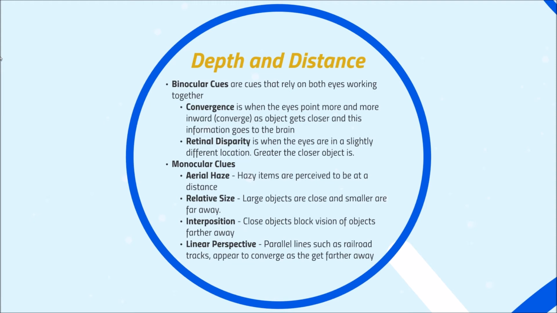We also have monocular cues, such as aerial haze. Hazy items are perceived to be at a distance. Relative size: large objects are close and smaller when they're far away. Interposition: close objects block vision of objects farther away. And linear perspective, when parallel lines such as railroad tracks appear to converge as they get farther away.